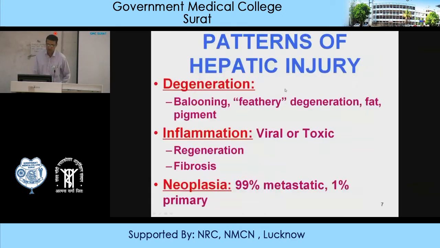Now patterns of hepatic injury. First is degeneration, whether ballooning, feathery degeneration, fat or pigmented. Second one is inflammation, viral or toxic, regeneration and fibrosis. And third one is neoplasia, in which 99% are metastatic and 1% are primary.